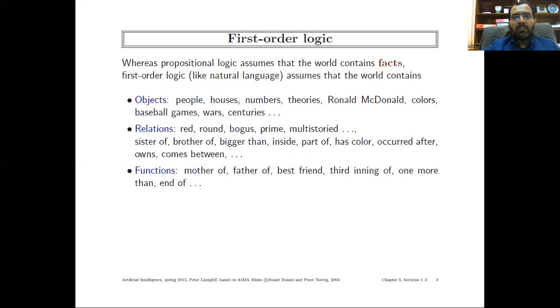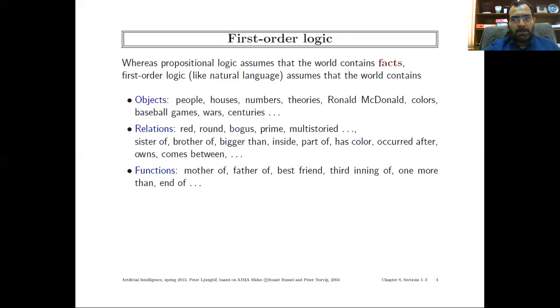Whereas propositional logic assumes the world contains only facts, first order logic assumes the world contains something more. So what is the first difference between first order logic and propositional logic? In propositional logic, we only deal with facts, and we assign symbols to those facts. That's it. We do not go inside those facts and see who is involved and what relationship they have. But in FOL, when we want to represent a fact, we observe what objects are involved.